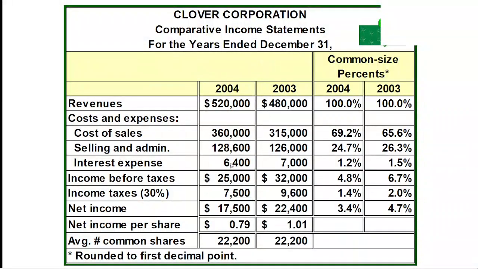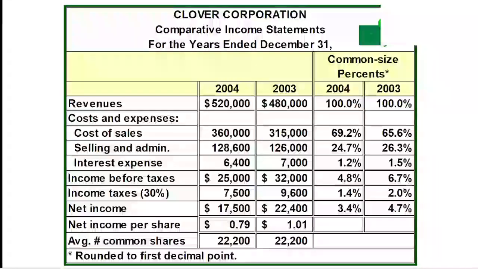Now, which one is better? Obviously, when we look at the common size, the number shown in vertical analysis has a better influence over decision making. So we will say the selling and administrative expenses are actually lower.